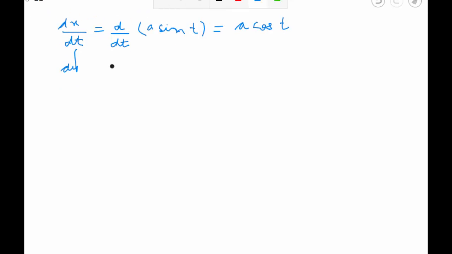Now we can also find the value of dx/dt. So dx/dt, that means d/dt of a sin t, is going to be equal to a cos t. Now that we have dy/dt and dx/dt, we can find dy/dx by just dividing them.